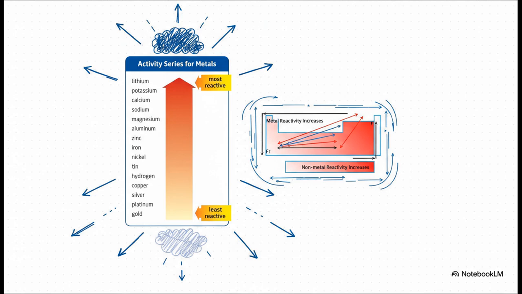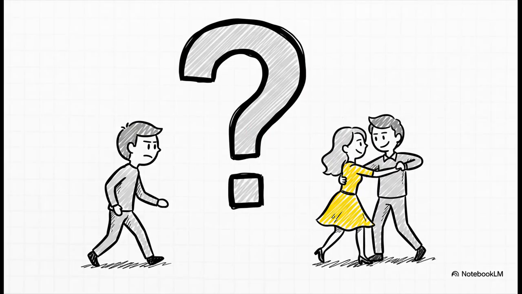For metals, we use something called the activity series. You can just think of it as a reactivity leaderboard. The elements at the very top, like lithium, they're the kings of the dance floor. They can cut in on anyone below them. For nonmetals, we look at the periodic table. Their reactivity increases as you go up and to the right, which makes fluorine the most popular dance partner out there. All right, let's put these rules to the test.